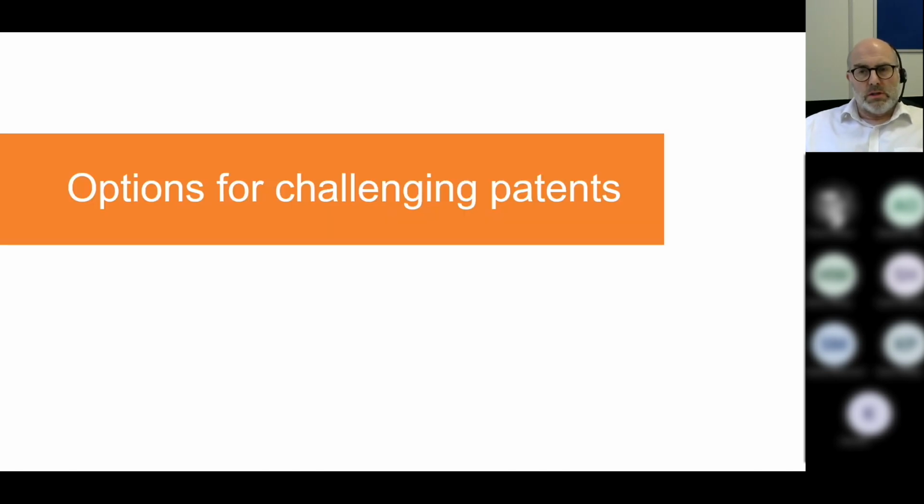So on to the actual options. I'll go through the three main options that I mentioned: third-party observations, oppositions, revocation actions. But there are other lesser used options, some of which are only relevant to specific countries. It's not really the forum to go through all of those now. But if you are interested, I can let you have advice on that later on.